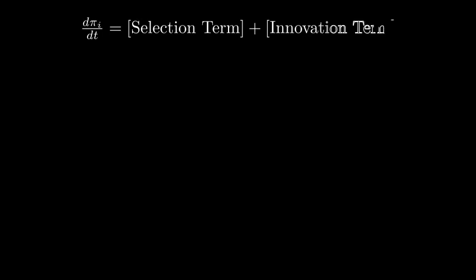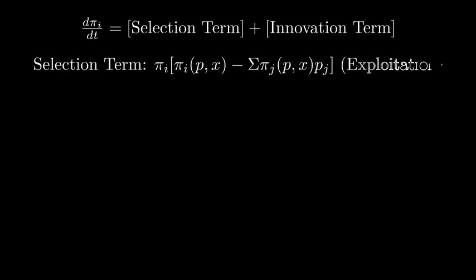The equation states that the change in a strategy's market share over time is the sum of two opposing forces. The first force is selection, or exploitation. This part rewards strategies that are currently performing better than average. It's a deterministic force that tends to reduce diversity by concentrating capital into the hands of the current winners. This is the survival of the fittest component, driving the market towards efficiency based on known information.